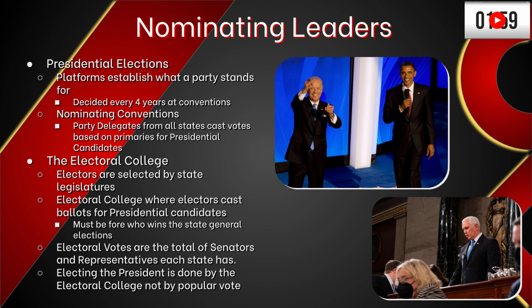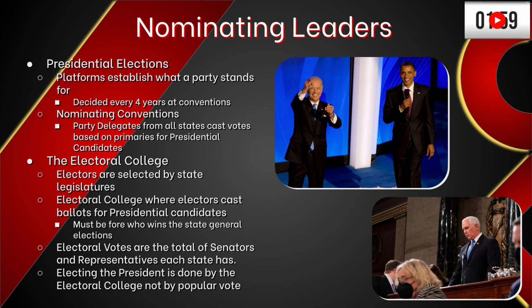So those are the two important things that political parties do in presidential election years: nominate their candidates, and decide on what their party platform is going to be, what issues they're fighting for, what side of the political spectrum they're going to be on.